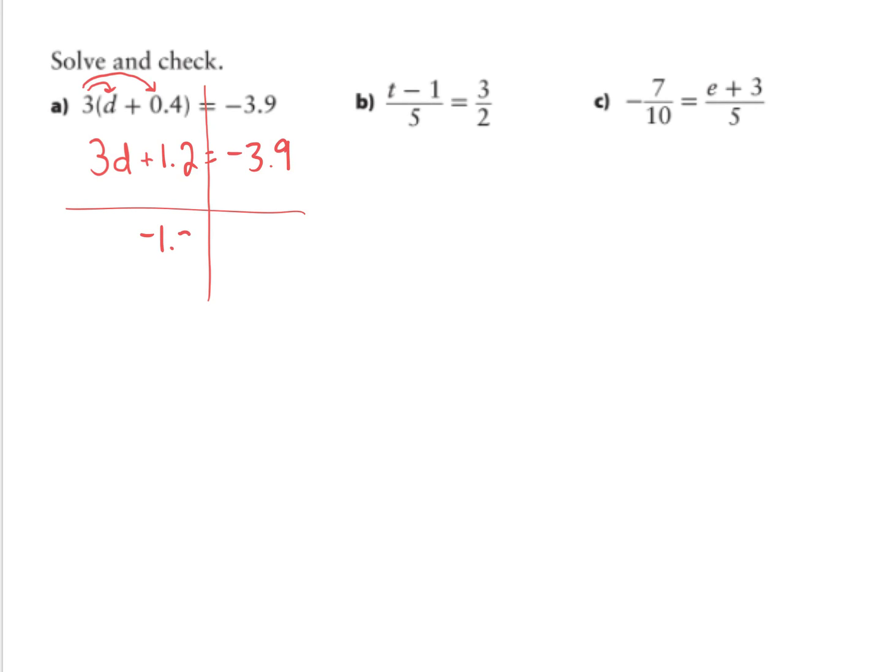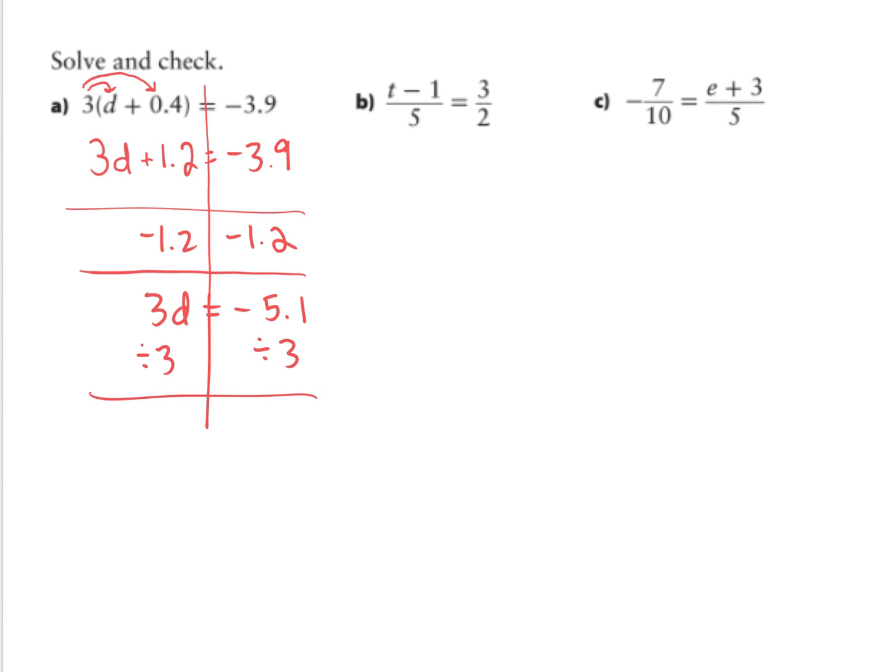We're going to subtract 1.2 from both sides. We get 3d equals negative 5.1, because negative 3.9 minus 1.2 is more negative, so it's negative 5.1. Then all we have left to do is divide both sides by 3. And that's a positive 3, so our answer is d equals negative 5.1 divided by 3, which is negative 1.7. And that's how we do those with brackets and apply what is known as the distributive property.